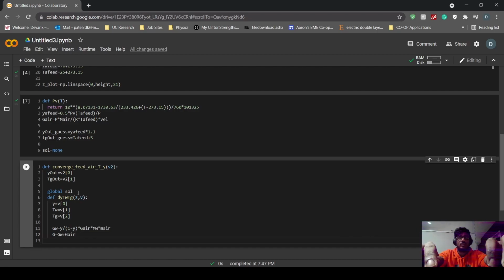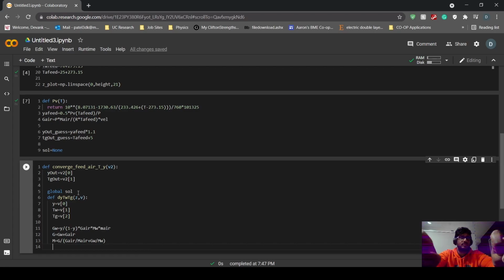Go ahead and now define the total molecular weight. So big M equals the total gas flow rate divided by the molecular weight of the air, and that's going to be added to the gas flow rate of the water divided by the molecular weight of the water, and then we're going to close that parentheses. So that's the molecular weight of the water.